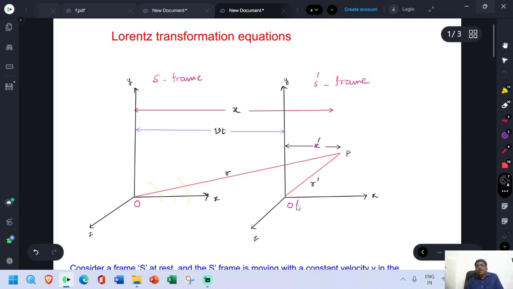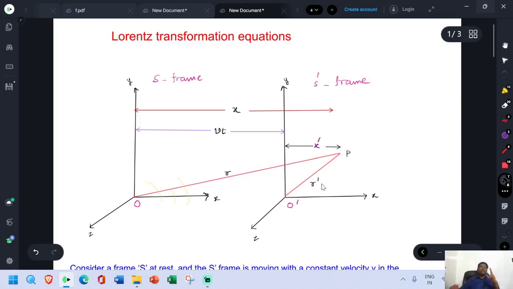whereas for the observer O dash, the wavefront has reached the point P after a time interval t dash. The observer O predicts the position of the wavefront at a radial distance r, whereas the observer O dash predicts the wavefront at the point P, which is located at a radial distance of r dash.